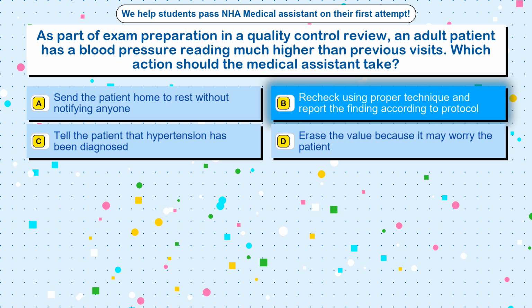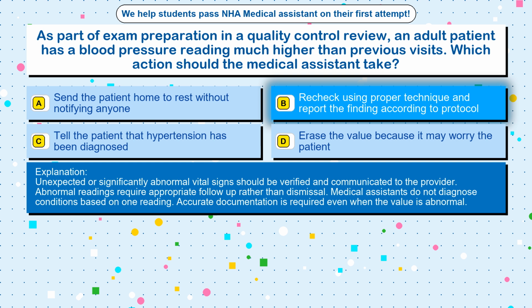The correct answer is option B, recheck using proper technique and report the finding according to protocol. Unexpected or significantly abnormal vital signs should be verified and communicated to the provider. Abnormal readings require appropriate follow-up rather than dismissal. Medical assistants do not diagnose conditions based on one reading. Accurate documentation is required even when the value is abnormal.